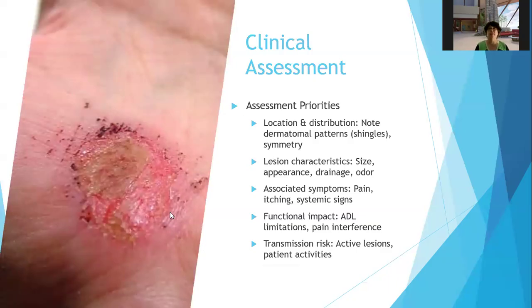For the priorities for assessment, you want to look at the location and distribution of lesions and symmetry. You want to note dermatomal patterns, the lesion characteristics, size, appearance, if there's any drainage or odor. Odor always means infection, and pus always means infection. Pain, itching, and systemic signs. The functional impact: skin lesions can affect ADLs. They can limit your ADLs and they can cause pain and disrupt your life through those.